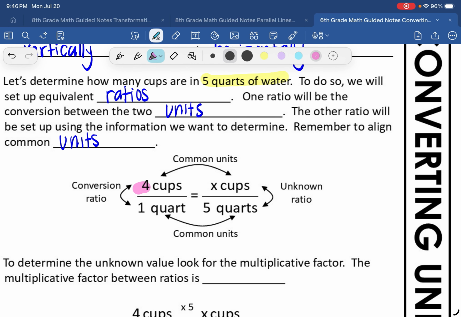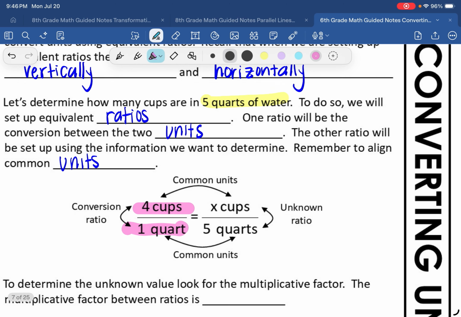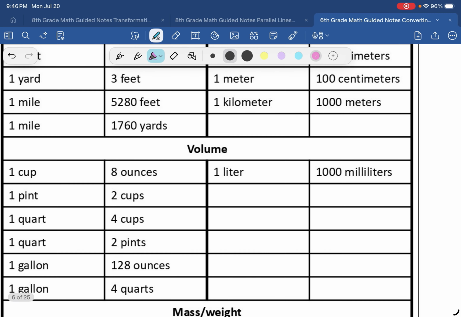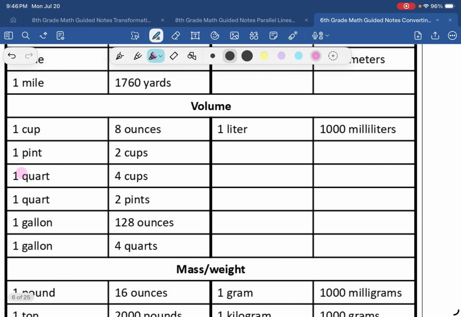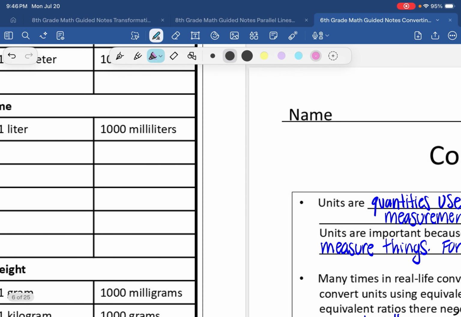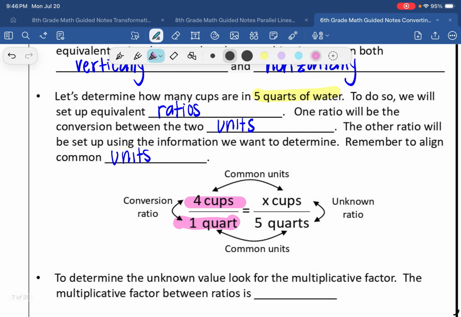So right here is my conversion ratio. I am trying to convert cups and quarts. So I can flip back to my conversion chart and I'm looking for one that's converting cups and quarts. And I can look right here and it says 1 quart is equivalent to 4 cups. So I write that as one of my ratios, 4 cups and 1 quart. Then I need to have common units. So if I have quarts here on the bottom, I need to have quarts here on the bottom as well. And then likewise, if I have cups here on the top, I need to have cups here on the top.